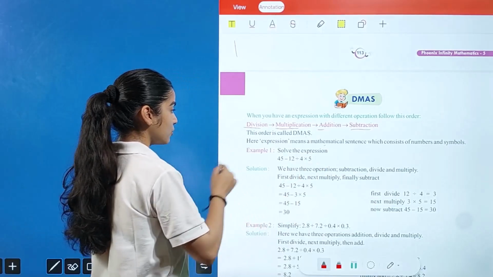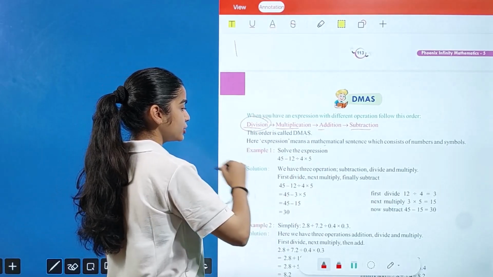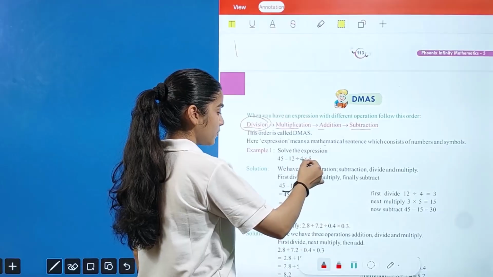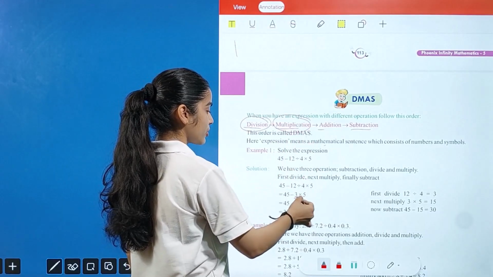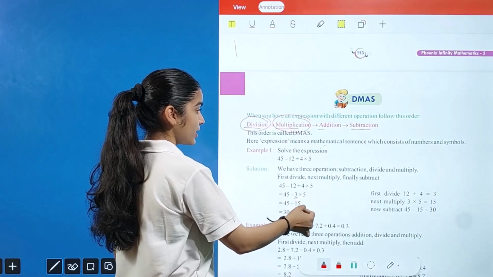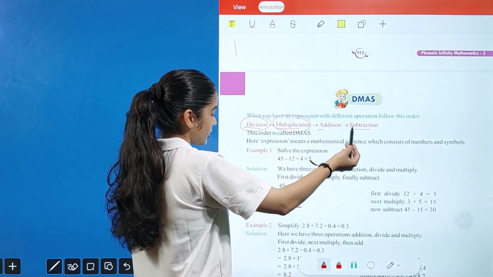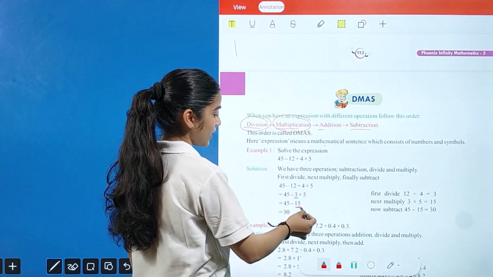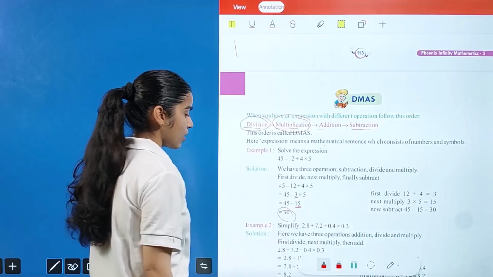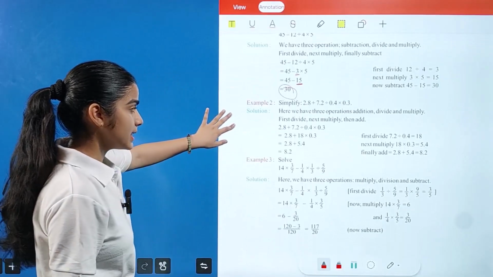So first, what do we have to do? First we have to do division. 12 divided by 4 is 3. Then we have to do multiplication. 3 multiplied by 5 is 15. Then we have to do addition, but there is no addition. So we do subtraction. 45 minus 15 is 30. So at the end, your answer is 30.